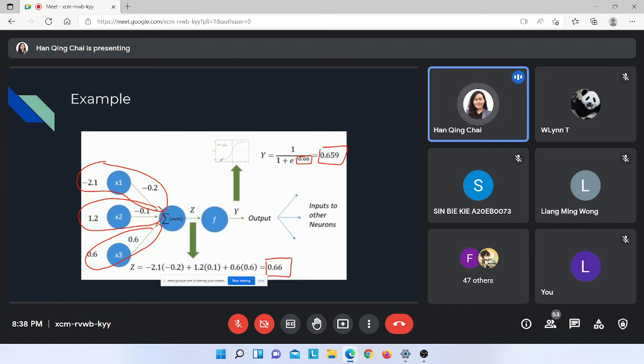Okay, so this activation function, why does it look like that? Oh, it looks very hard, but don't worry, I'll briefly explain it later.